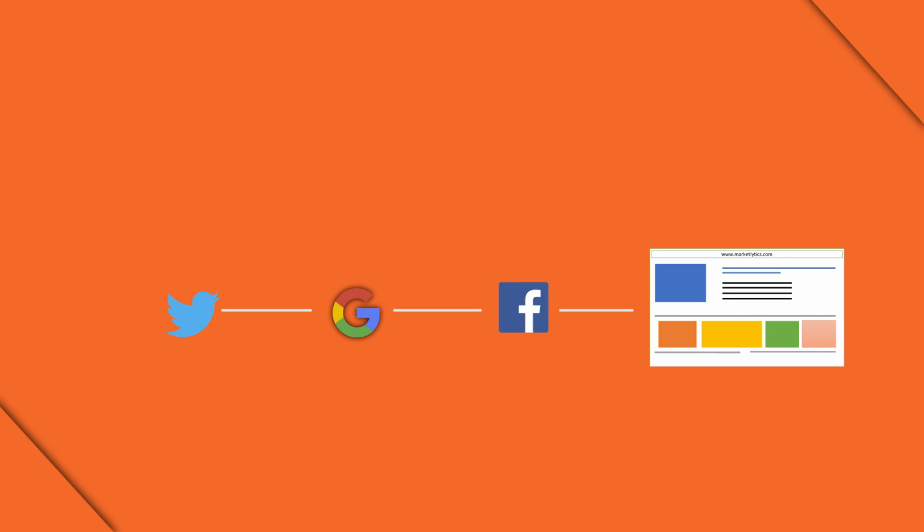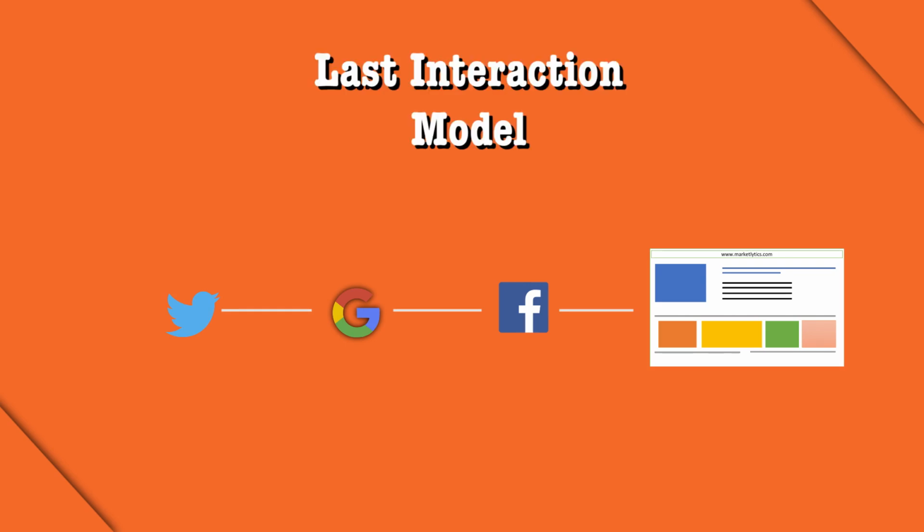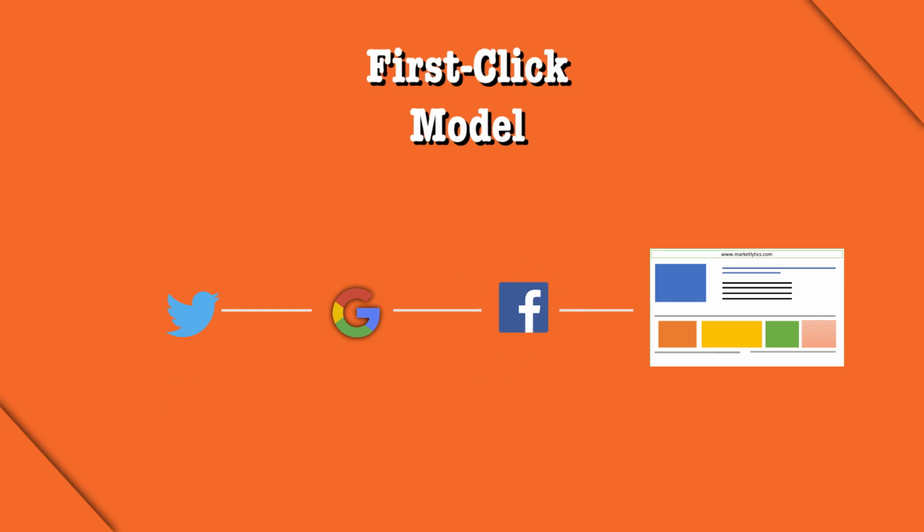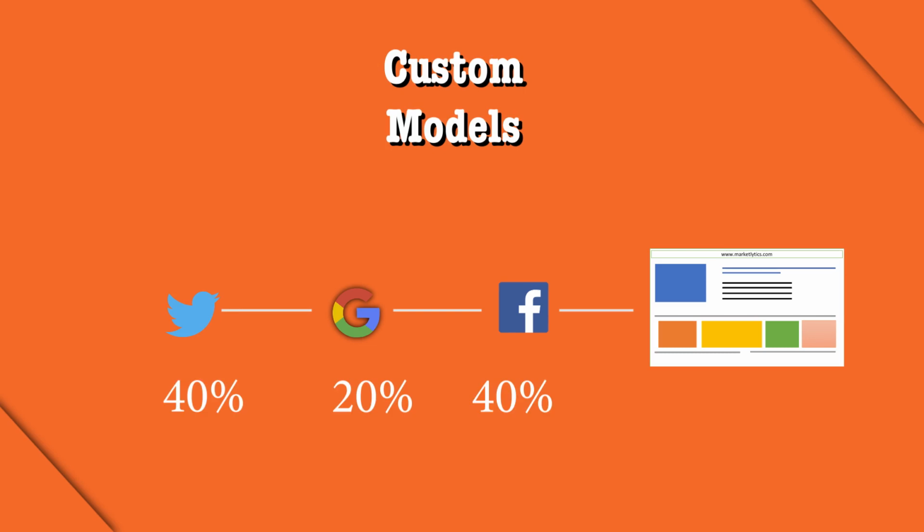There are several attribution models in place today, from a last interaction model that gives all the credit to the last touchpoint leading to the conversion, to a first click model that gives the most credit to the first touchpoint, that is, the tweet in this case. You can also create your own custom attribution models. We will cover attribution models in detail in our next video.